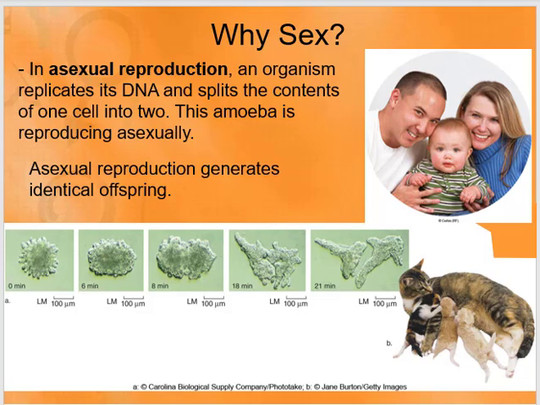Asexual reproduction is a way to increase extremely rapidly, in that basically an organism replicates its DNA and splits the contents of one cell into two. This would be like bacteria, amoeba, any of the protists, and even some more advanced animals like Hydra, which just bud off and clone themselves. In asexual reproduction, it doesn't take as much energy. For instance, some bacteria have a life cycle of about 30 minutes. So every 30 minutes they double, which means you get 48 generations in a 24-hour day.